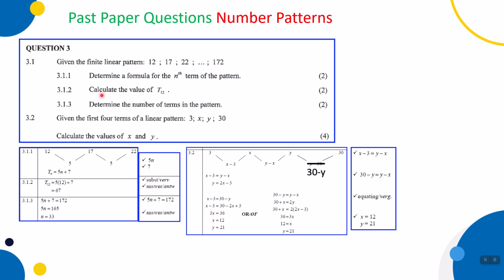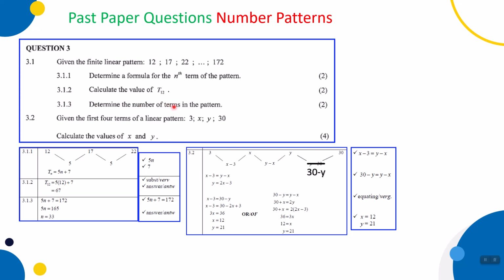And then 3.1.2, calculate the value of T12, 2 marks. So we have its position. It's in the 12th position of our linear pattern, but we don't know its value. Remember that the 12 here is the n. So again, we can say T12 equals 5 times 12 plus 7. We merely substituted 12 in the position of n there. And 5 times 12 plus the 7 is 67. So the value of the 12th term is 67. You get a mark there for that substitution, and a mark there for your answer.